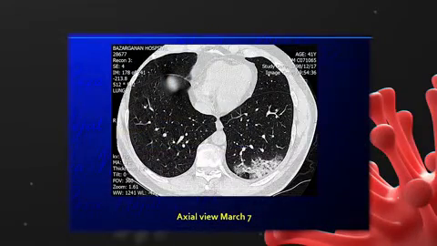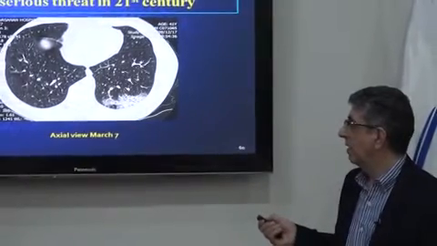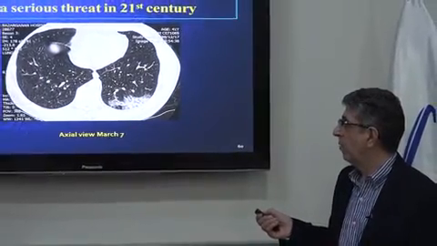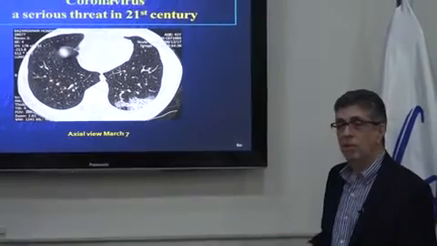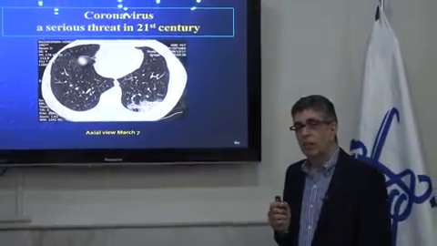Here is his CT scan, axial view, on March 7th. You see that the opacity of the lung has attenuated, though the lesion has expanded, but we can see air bronchogram within the lesion, and it shows that the lesion is resolving.